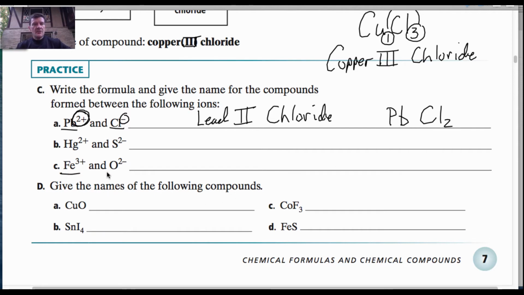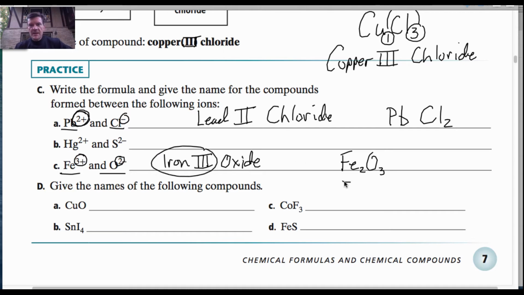How about iron 3 and oxygen? So this is iron 3 oxide. And the formula would be, let's just write the symbols. And then I take this 3 and it becomes a subscript for the oxygen. This 2 becomes a subscript for iron, and you're done. There's iron 3 oxide. Notice this iron 3 right here doesn't tell me how many atoms of iron are in the compound. It tells me the original charge on that iron ion. Okay?